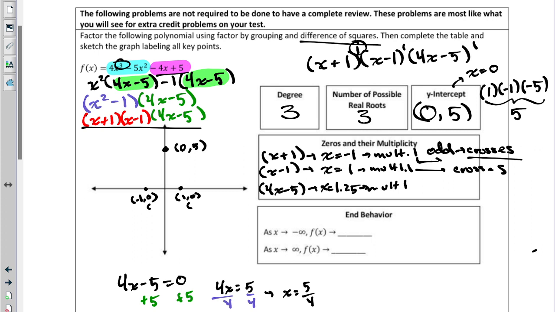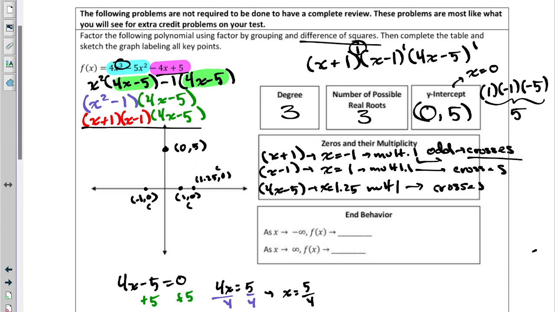These are little arrows that I'm drawing. I don't know why I draw the arrows. You could just do that. That kind of looks nice. But I'm ruining everything. All right, multiplicity 1, which means it crosses. Again, that's a point right here: 1.25, comma 0, C. Right, so now I need to draw a graph that goes through all these points.